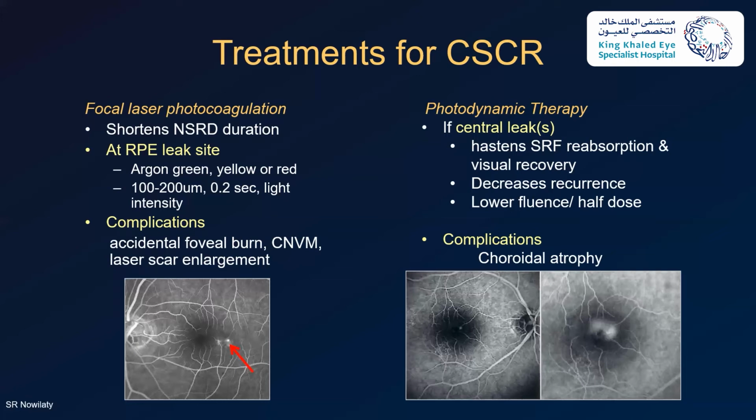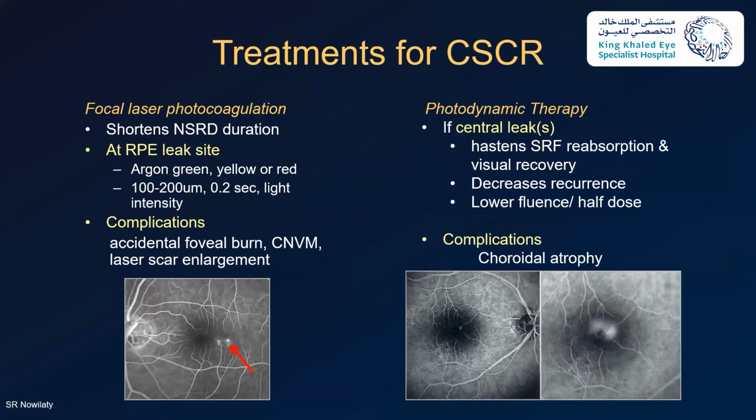Photodynamic therapy is the treatment of choice if you have a central leak that is close to the fovea. It will hasten the resorption, and it tends to cause choroidal atrophy, so it tends to decrease the choroidal thickness and possibly therefore decrease the chances of recurrence in that area. Okay, and you can use either a full dose of Visudyne.